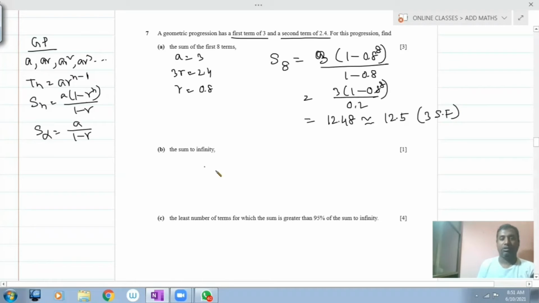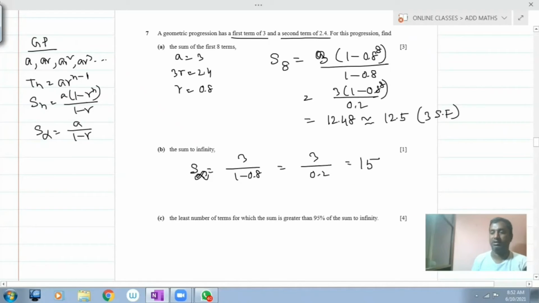Now we need to find the sum to infinity. We have learned this formula: S infinity equals A divided by (1 minus R). So let us write S infinity equals A, which is here 3, divided by (1 minus 0.8). Now if I simplify this, 3 divided by 0.2 is 15, since 0.2 is 1 by 5, the reciprocal, 3 fives are 15.